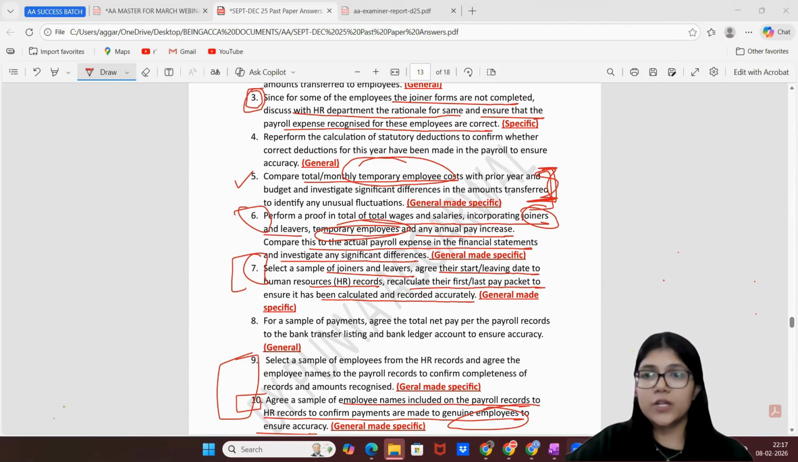Reperform the calculation of statutory deduction and agree to supporting documentation on whether the correct deduction has been made for the year ended. Ensure correct. It is a correct SP, but it is a general procedure. It is correct, but a general one.